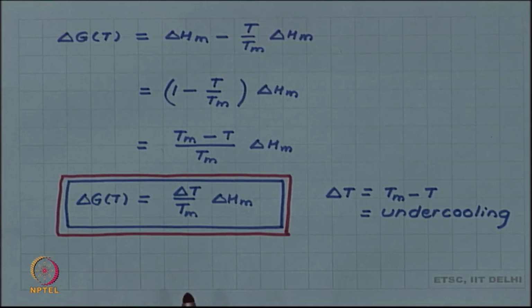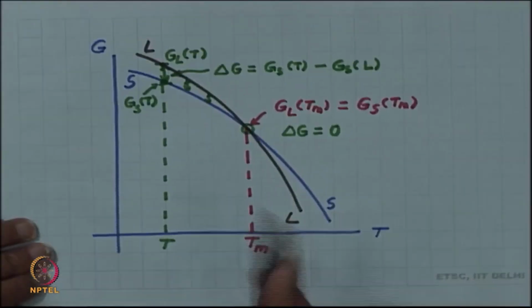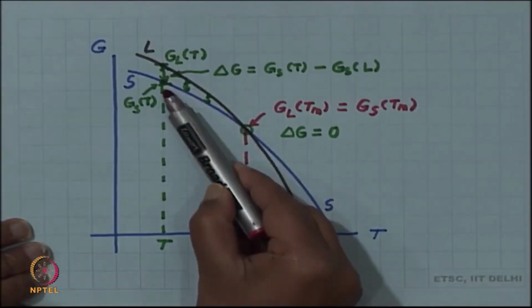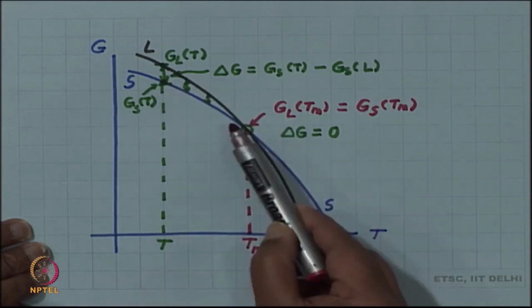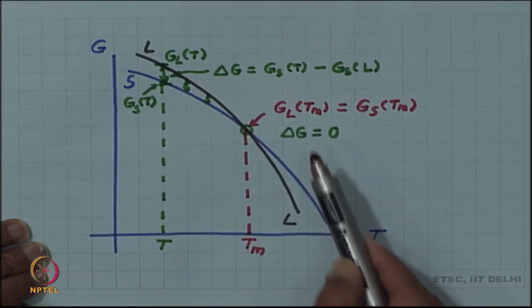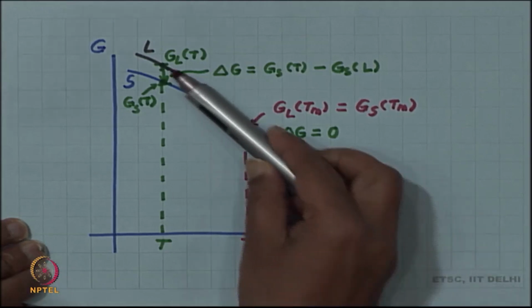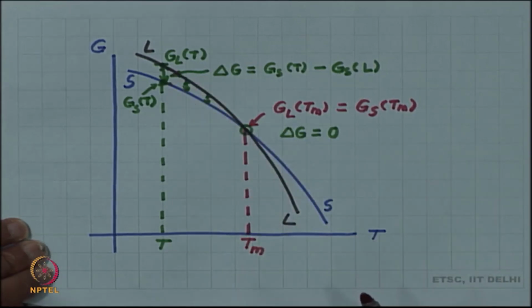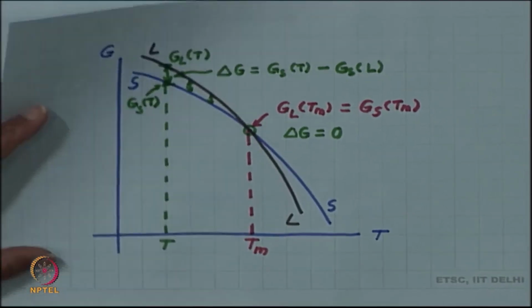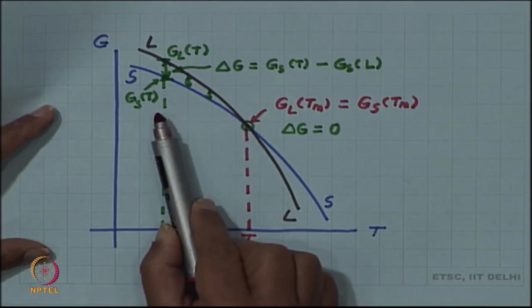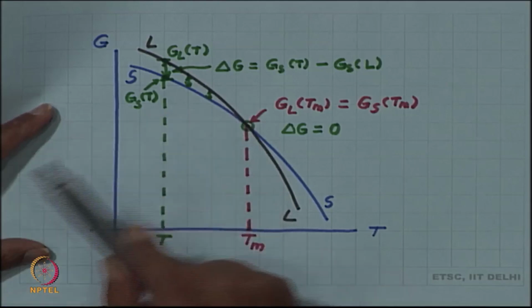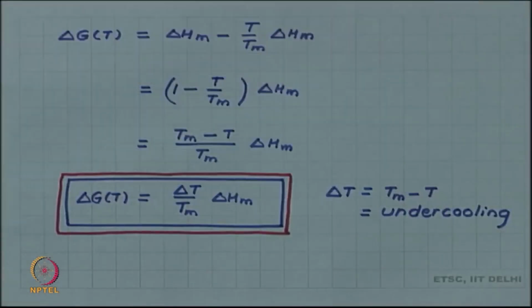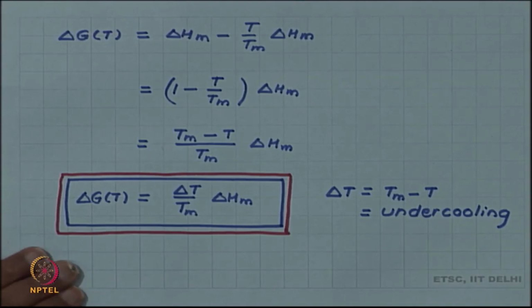So, this is what we were seeing in the drawing which we had, that more is the undercooling, more is the difference delta G. However, the curve was linear. So, essentially our approximation is making these curves straight lines. So, this is a straight line approximation. It will be true for a certain degree of undercooling, but not very high undercoolings. So, close to the melting point, for small undercooling, we can have this linear approximation for the driving force.